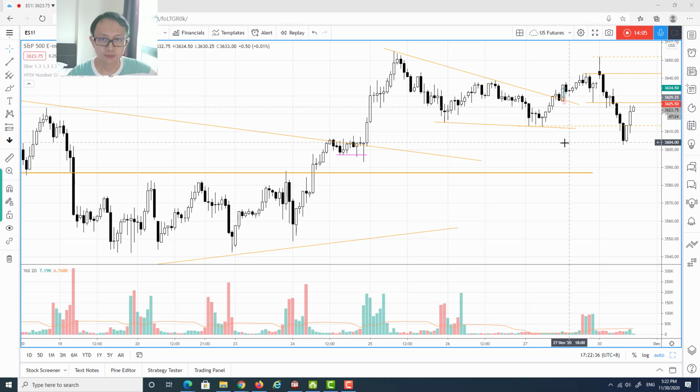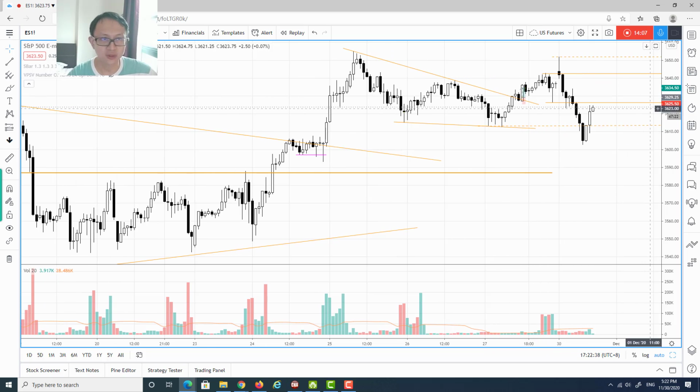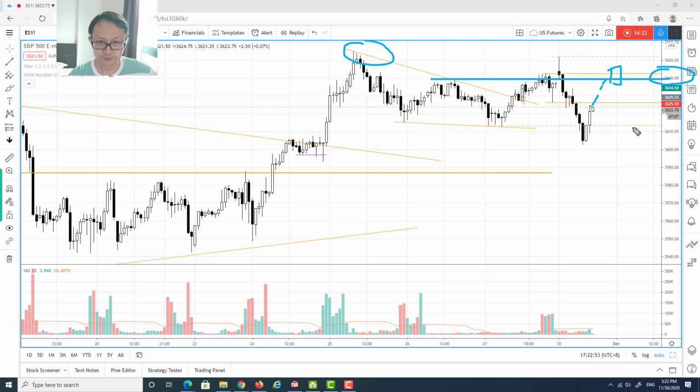Otherwise, if it turns bullish, then definitely there is a high chance for the continuation to go up and also test the previous swing high or all-time high level. So let's just see how it reacts at this level, 36.40.